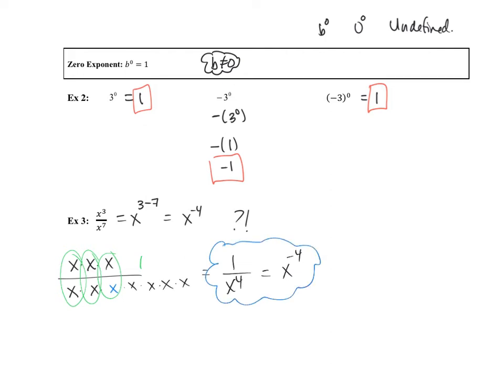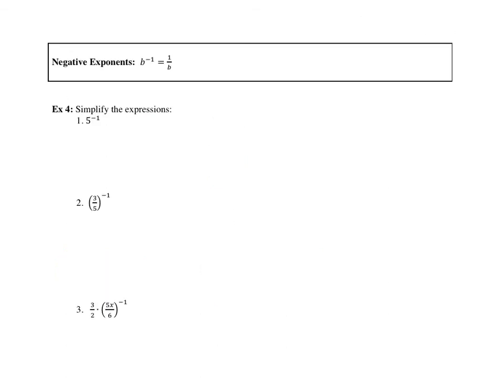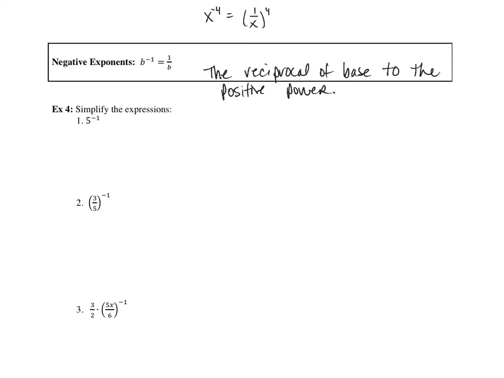And this is leading us into our next power rule. All right, so negative exponents. What that means is the reciprocal of the base to the positive power. Okay, so if we had, in the one we did before, x to the negative 4, that would be the reciprocal to the positive power. 1 to the 4th is still just 1. x to the 4th is on the bottom. Okay, so that's how we got that one.